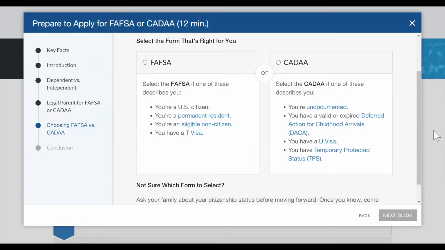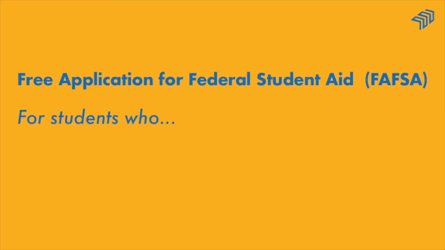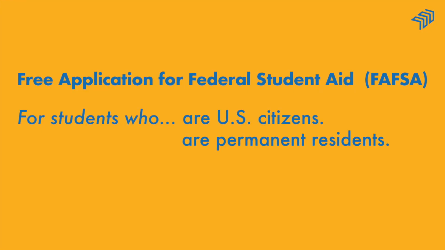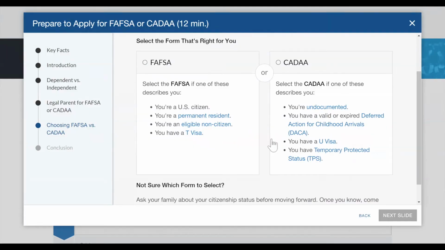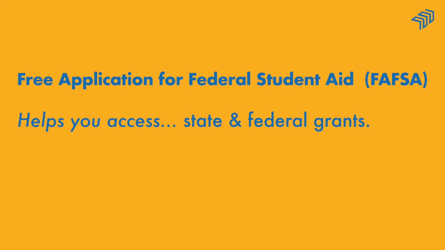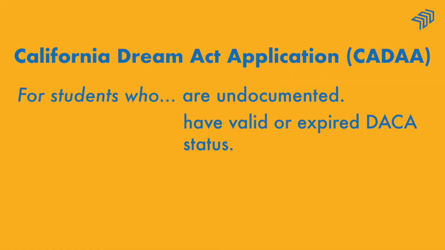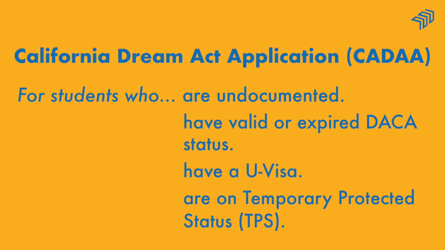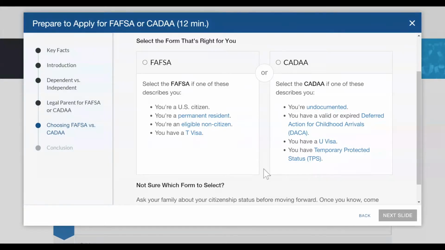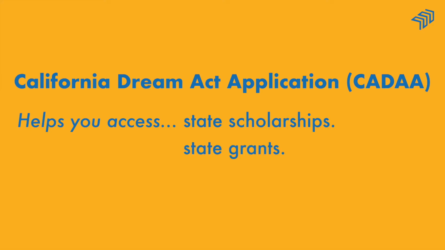One of the most important steps will be deciding which financial aid application is right for you. Students who are U.S. citizens, permanent residents, eligible non-citizens, or who have a T visa can fill out the FAFSA to access state and federal grants, work study, and student loans. Students who are undocumented, have valid or expired DACA status, have a U visa, or are on temporary protected status can use the CADA to access state scholarships, state grants, and student loans.